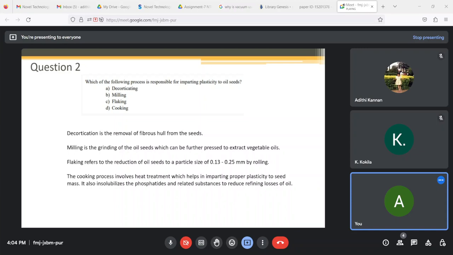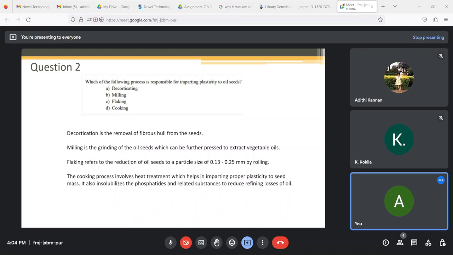So what cooking does is, when you increase the temperature by indirect mechanisms like steam, this results in the insolubilization or precipitation of these phosphatides and other substances, and then you can remove them in the stage itself. Then you can move on to other refining procedures. The earlier you remove the phosphatides, the better it is, because at each and every stage you will have oil losses happening along with these other contaminants.